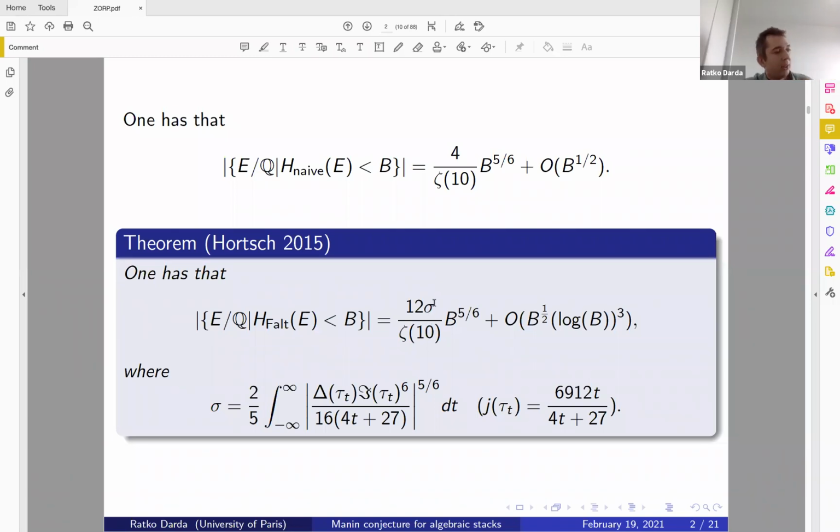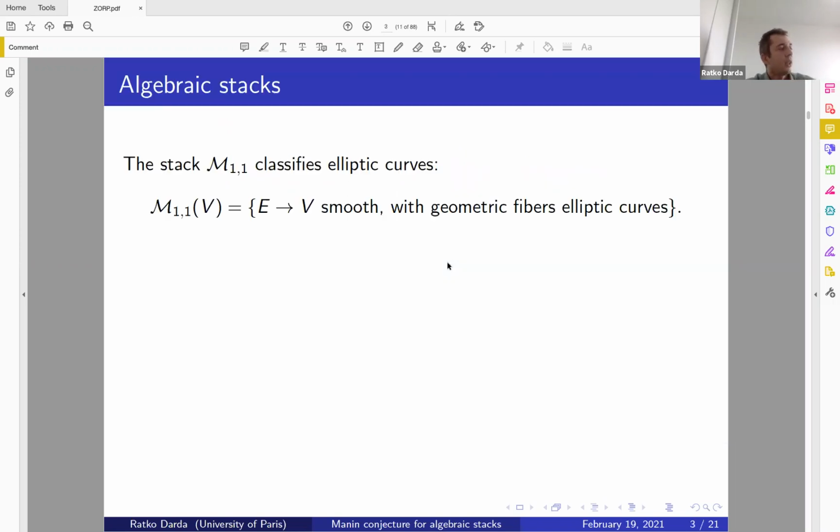And we would like to see this as a prediction of the Manin conjecture for certain algebraic stacks. Now, why do we need algebraic stacks? Of course, elliptic curves are not classified by schemes. They are classified by schemes over C. But if you want to count them over Q, you need to work with stacks.